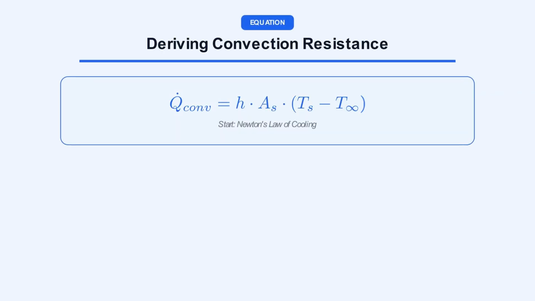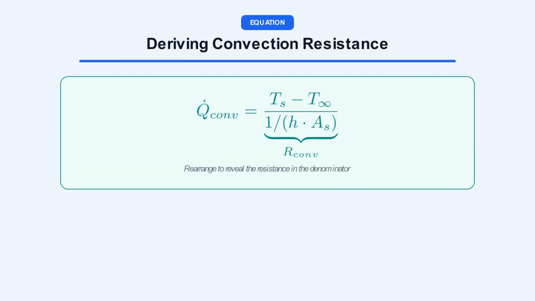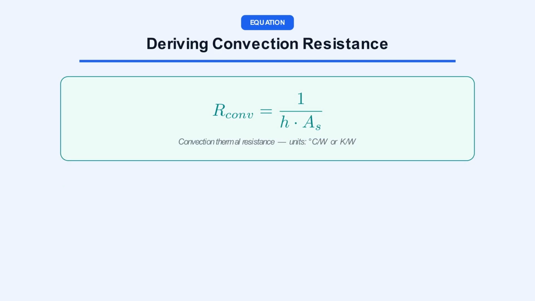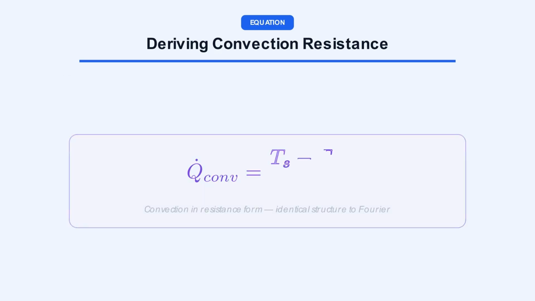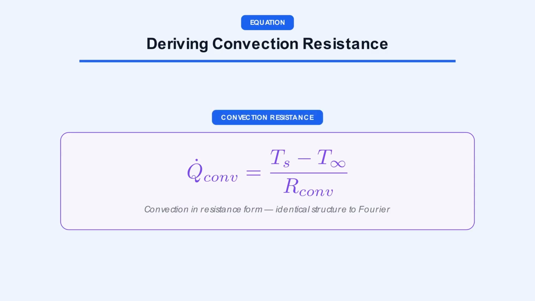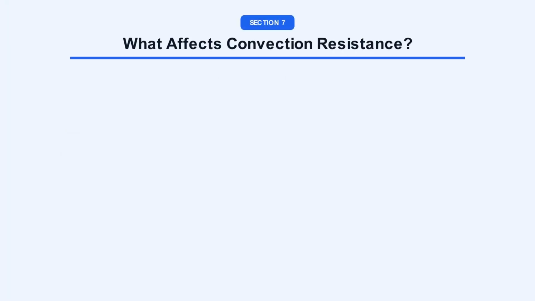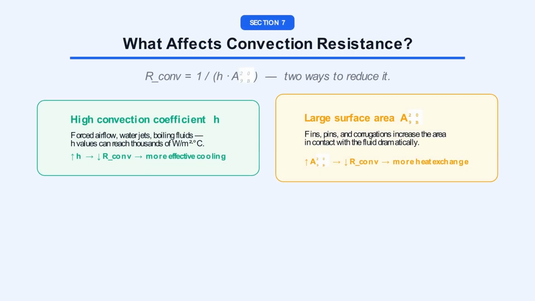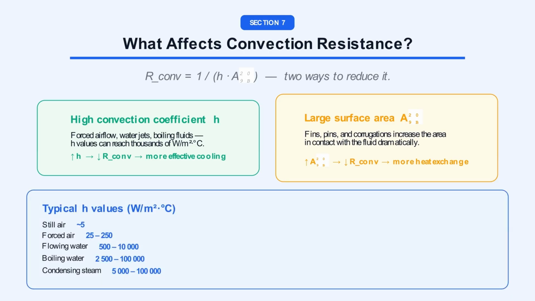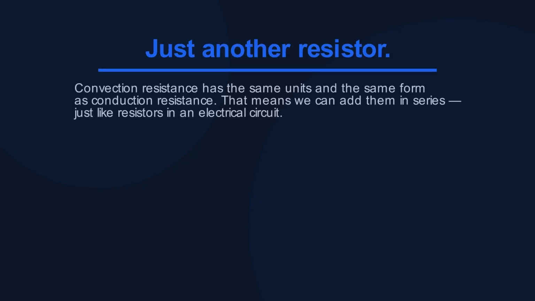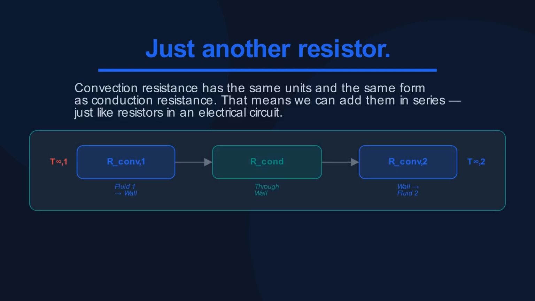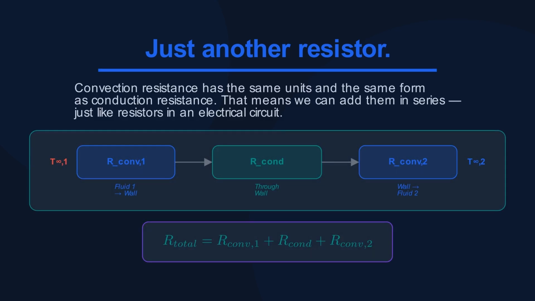Following the same logic as before, we define convection resistance. R convection equals 1 over H times AS, and equivalently, R convection equals TS minus T infinity over Q convection. Units are degrees Celsius per watt or Kelvin per watt. A high convection coefficient H means fluid removes heat very effectively, low resistance. A large surface area also reduces resistance. And here's the beautiful thing. This convection resistance is just another resistor in our thermal circuit. We can add it in series with the conduction resistance, just like adding resistors in series in an electrical circuit.